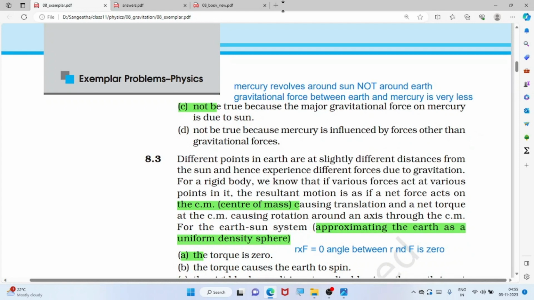This is not true, because the major gravitational force on Mercury is due to the sun only. Okay, all the planets move around the sun because of the greater gravitational force. Mercury revolves around the sun. It is not revolving around the earth. The gravitational force between the earth and Mercury is very less.